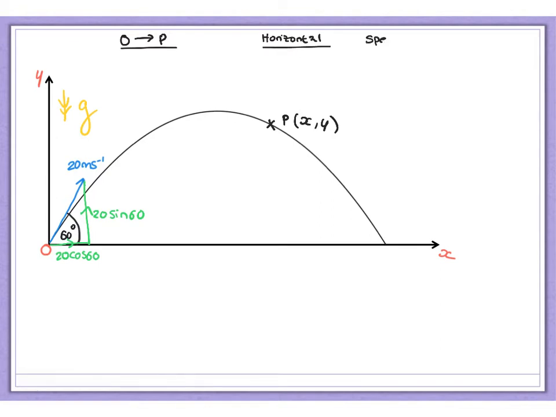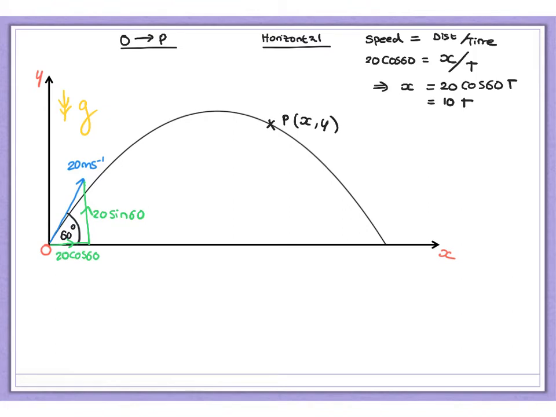We're going to make use of the fact that the speed is constant. Speed equals distance over time. Now the speed is 20 cos 60. The distance travelled is x to reach point P, and the time taken, we'll just call that t. So we can say x is equal to 20 cos 60 multiplied by t. Cos 60 equals a half, so x is equal to 10t. And we have one parametric equation.